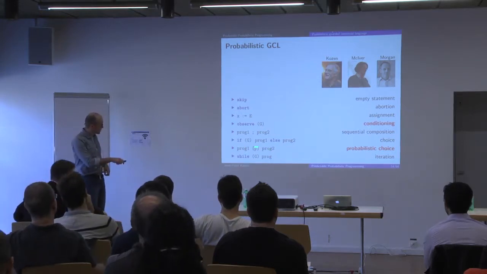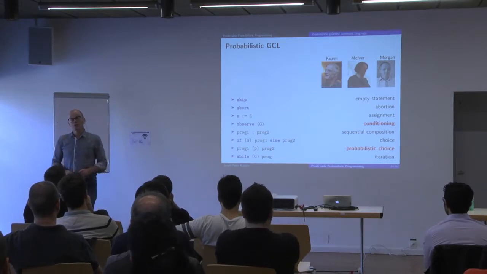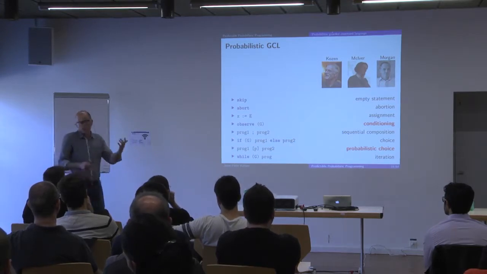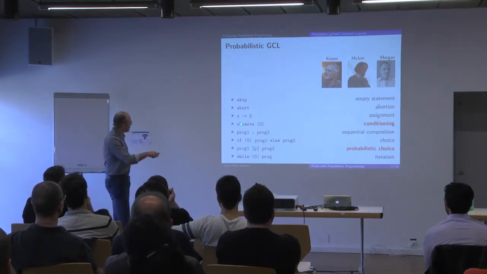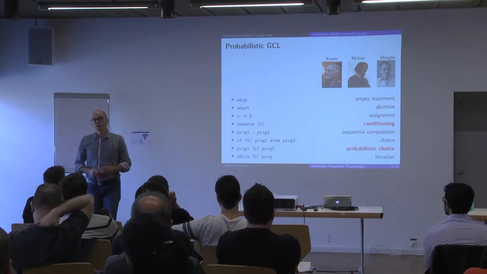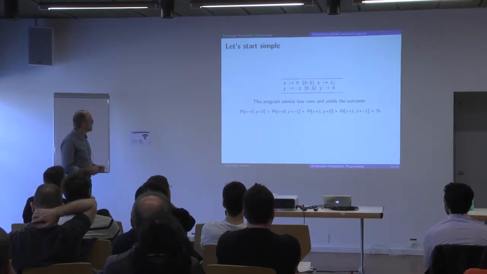There is a probabilistic choice. This means proc1 is executed with probability p, proc2 with probability 1 minus p. P can be a value, but P can also be an expression in terms of your program variables, and it can even be an unknown. And observe means a kind of conditioning, and I'm going to explain this by a couple of examples. Okay? Good. So let's start simple.